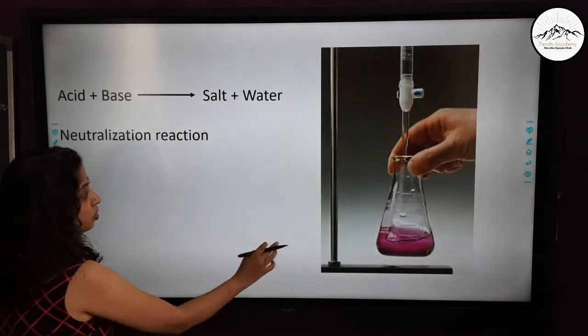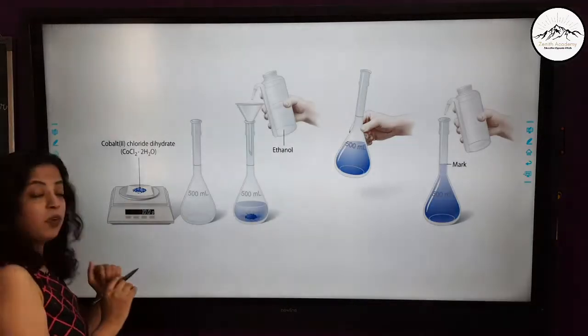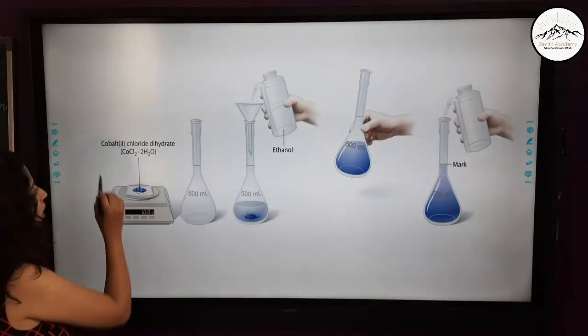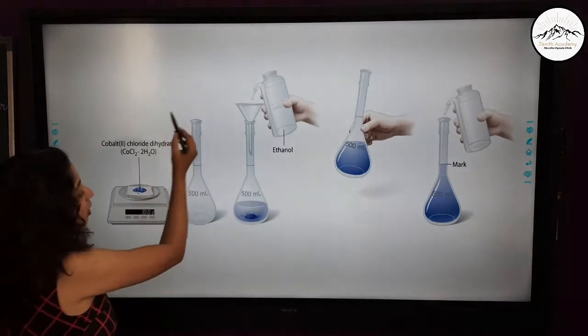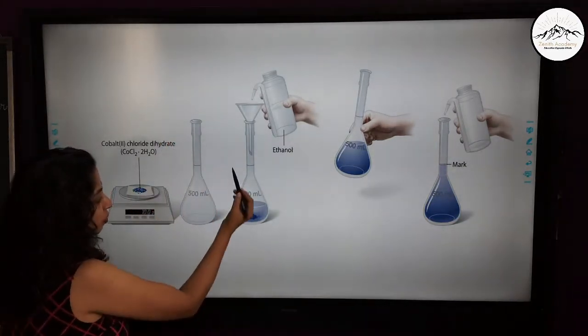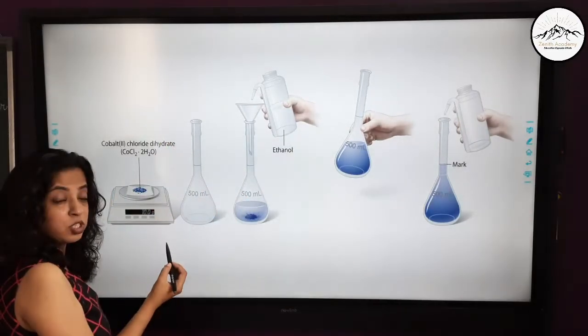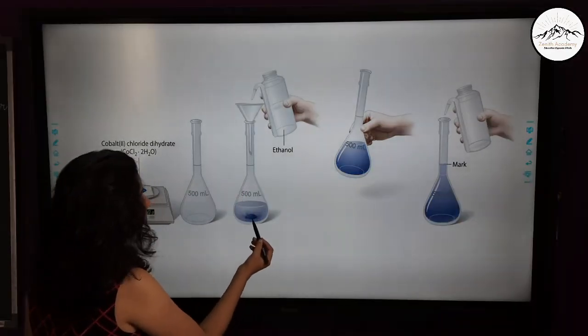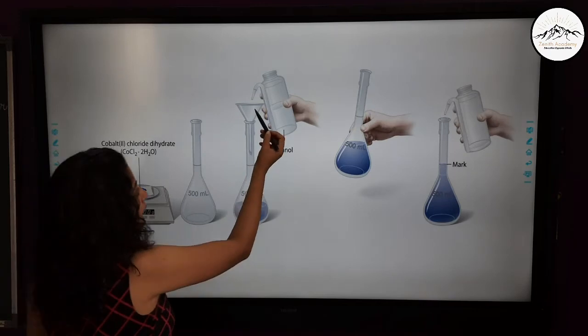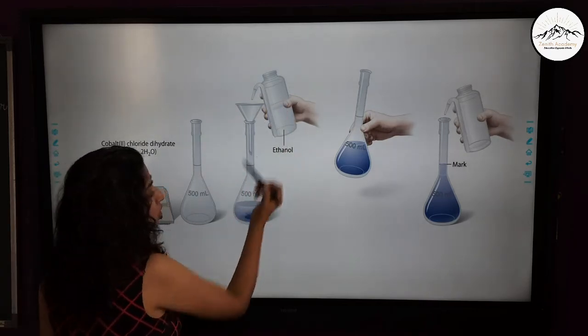Now let us do it step by step. First of all, we take the substance to be studied and measure it and weigh it on a weighing balance. Then we add it to the measuring flask. Now suppose we want to make a solution of 500 ml. Then we place it in a standard measuring flask of 500 ml, and then we keep on adding the solvent.